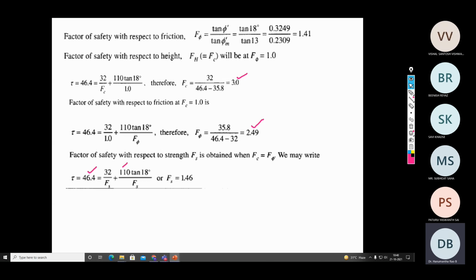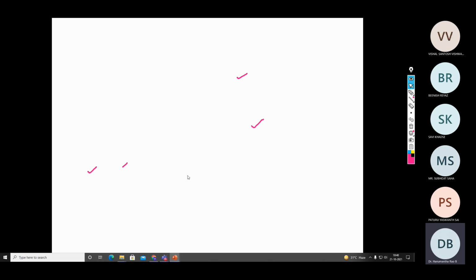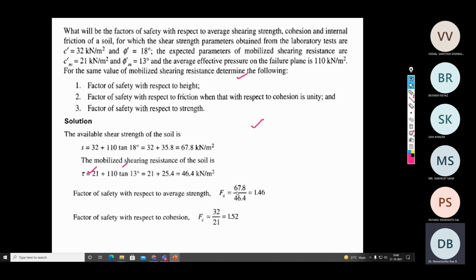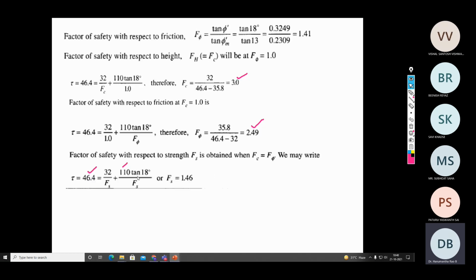See, here I can also do one thing. Suppose the factor of safety with respect to strength Fs is obtained when Fc is equal to Fφ. Now here also the same assumption is made. In this case also the same assumption is made. The factor of safety value with respect to the cohesion or the friction has been imposed. But what if I take a different value of Fc and a different value of Fφ?